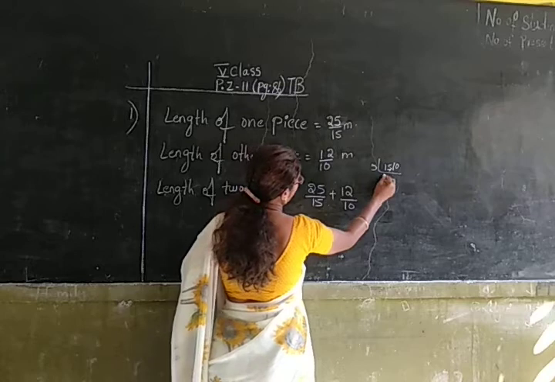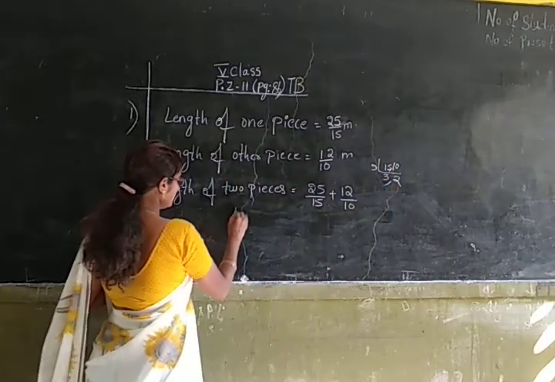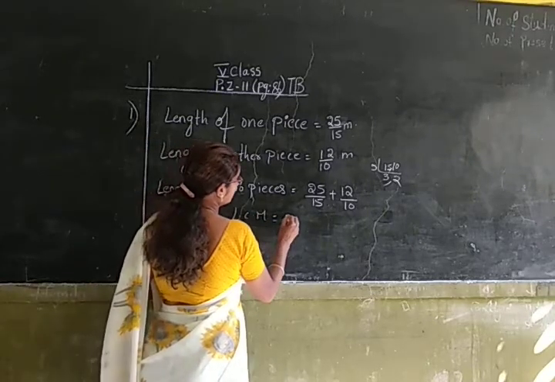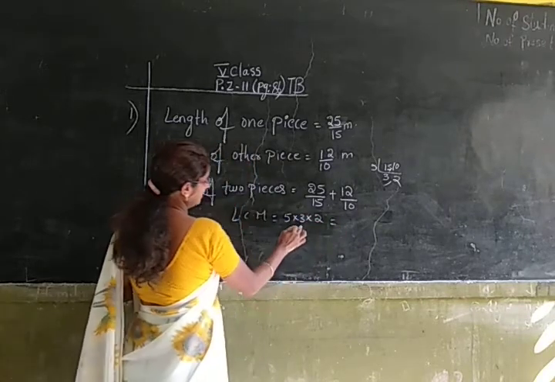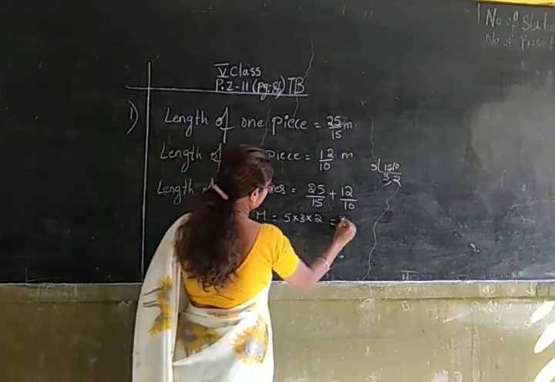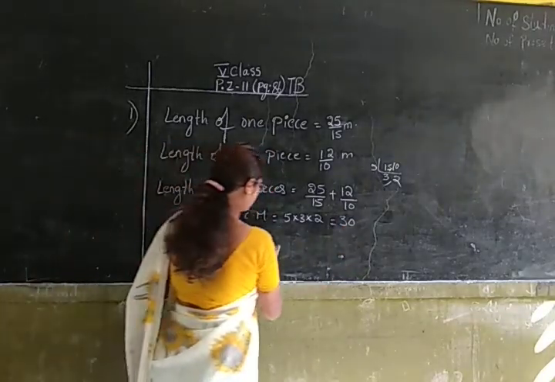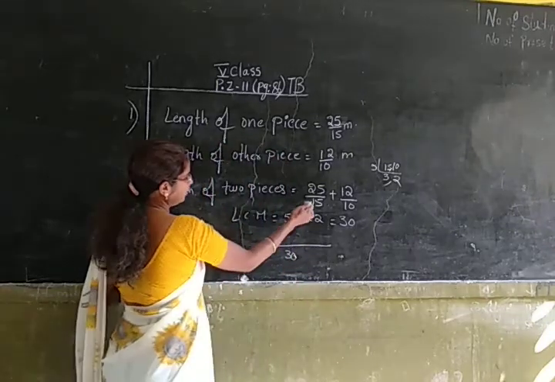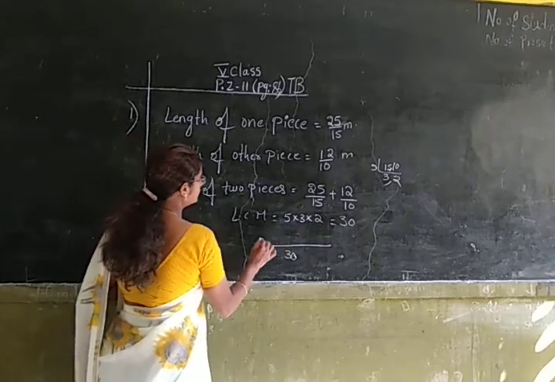5 table goes in 15 3 times. 5 table goes in 10 2 times. So the LCM is equal to 5 into 3 into 2. 5 3s are 15, 15 2s are 30. So the LCM is 30. Let us write 30 at the denominator. So how many times does 15 go in 30? 15 goes in 30 2 times.